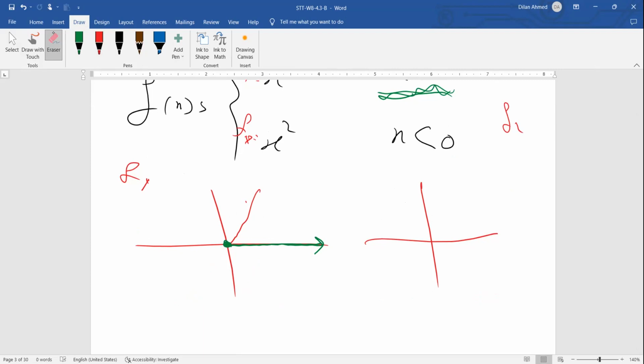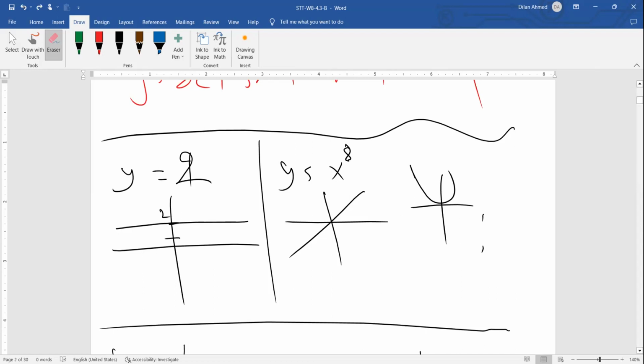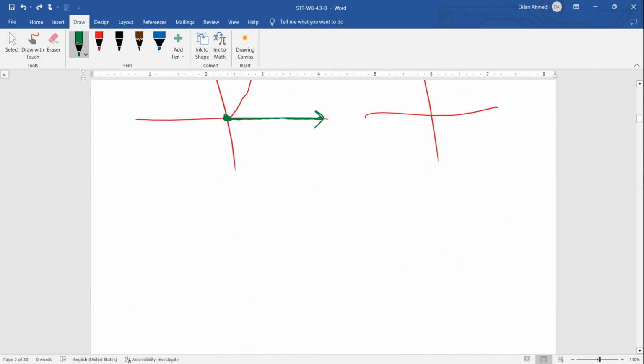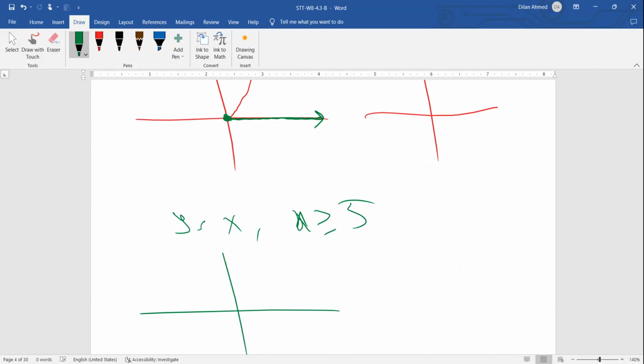When I say x from, for example, if I say y equal to x, and I say x greater than or equal to 5, how do we sketch this example? I'm not going to sketch all parts. It's not like that. No, I should start from 5 to greater than 5. So my graph will start from here and go up. The other part will be erased.